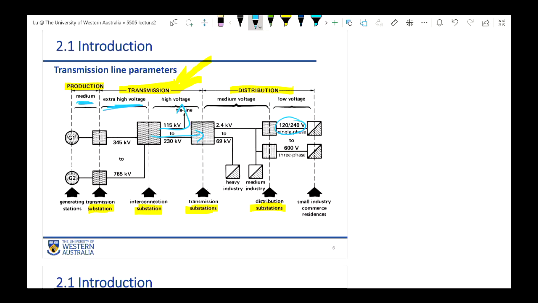Guys, may I just ask you a question here? Do you take trains in Perth? Trains, yes. What's the voltage used by trains? Can we use 220 volts? Why?